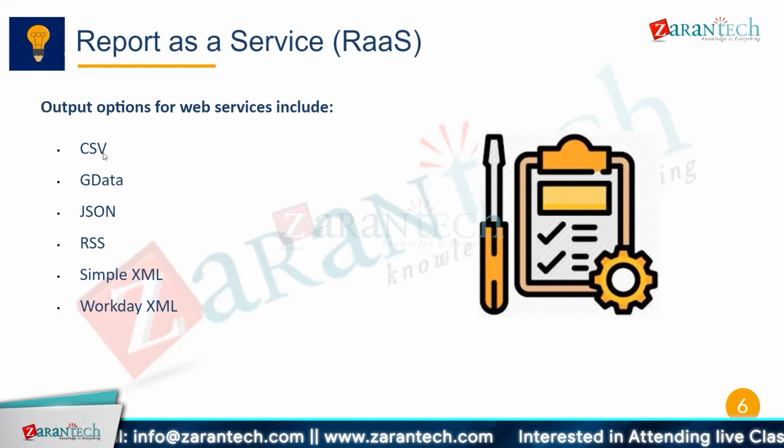CSV is comma separated value, GData is a standard, JSON is also standard, RSS is also standard, XML, and then Workday XML. We will look at these examples in the next slides.